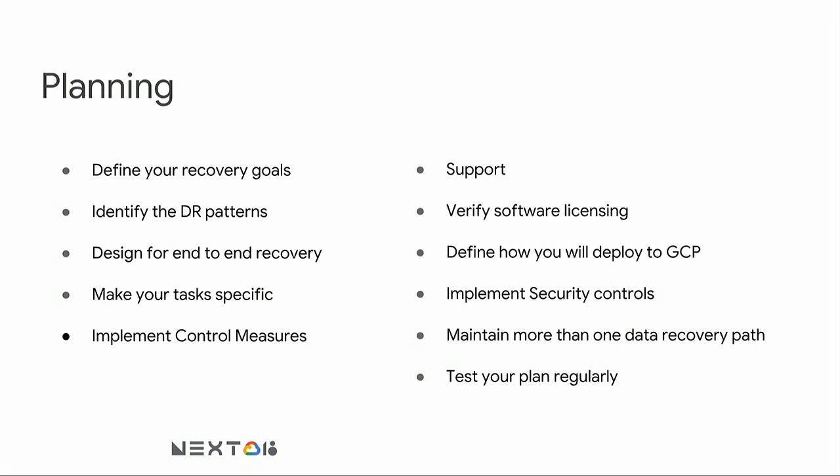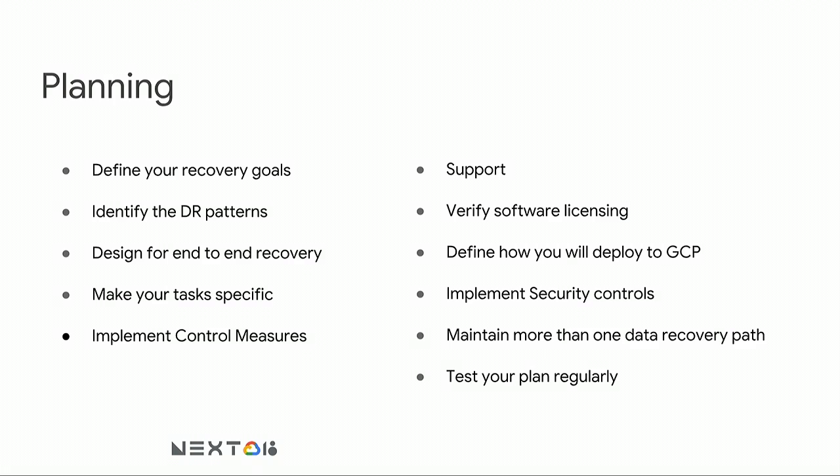Verify your software licensing. Sometimes you're not able to run the software that you're running in production in a warm standby mode. You need to double check those licenses. So if you're using third-party packages, really make sure that you're running it in the correct way that it's allowed to. What happens if you can't connect to GCP? Okay, if your production environment's down, how are you going to deploy if you're deploying from production to your DR scenario?